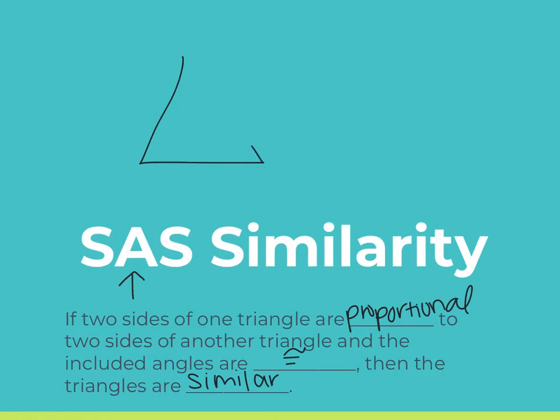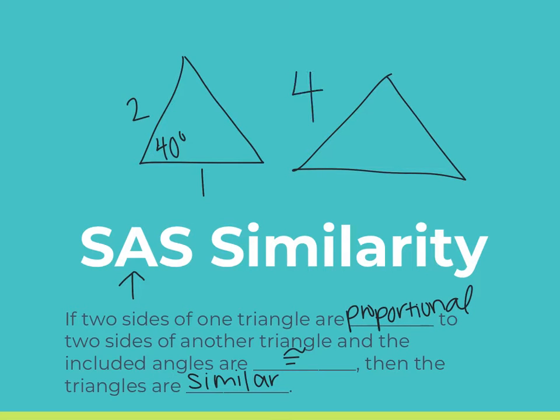So if I had a triangle like this, and this was 2, and this was 1, and this, let's say, is 40 degrees, and then I have another triangle where this is 4, and this is 2, and the angle sandwiched between them is also 40 degrees, then I know those triangles are similar.